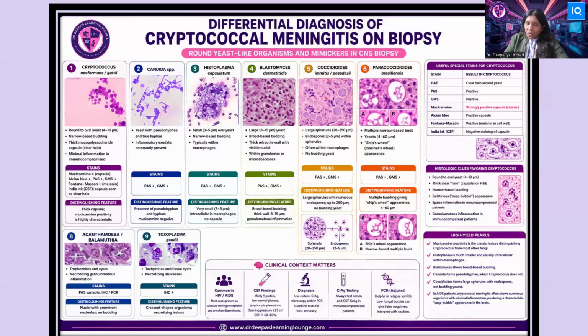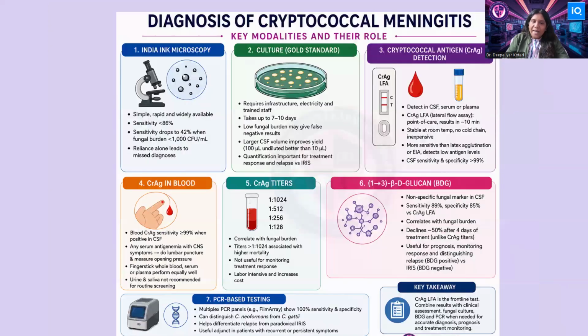So very clearly, histologically, you will be able to pick up the key differential stains for differentiating from other fungi: mucicarmine and India ink positivity, both of which are because of the capsule.